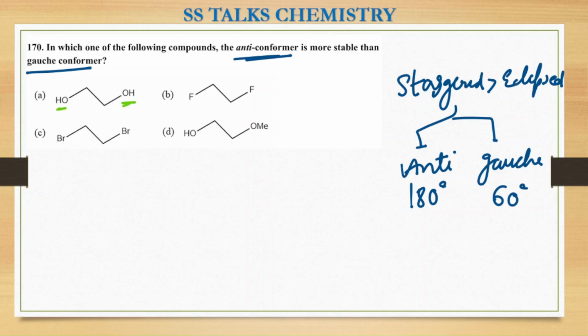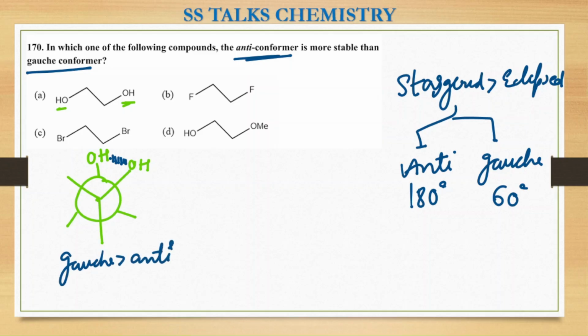In this, OH groups are present. So that means this is the ethylene glycol molecule that you have. If you draw the projection in this case, you will get something like this. This is the staggered conformation, and here if you place these OH groups in the gauche conformation to one another, you can observe the presence of hydrogen bonding in them. So that means in the ethylene glycol molecule, your gauche conformation is more stable as compared to the anti, right?